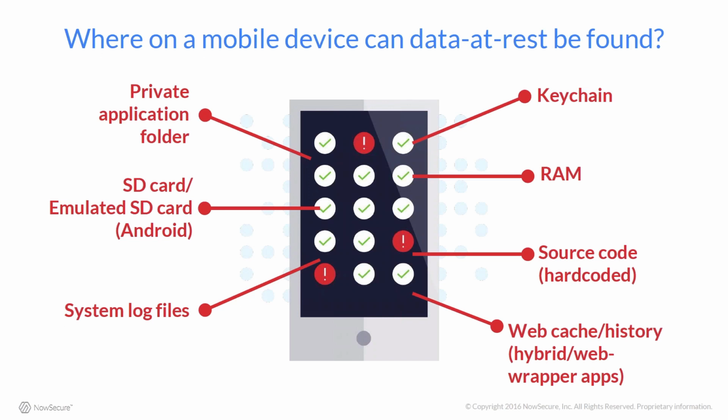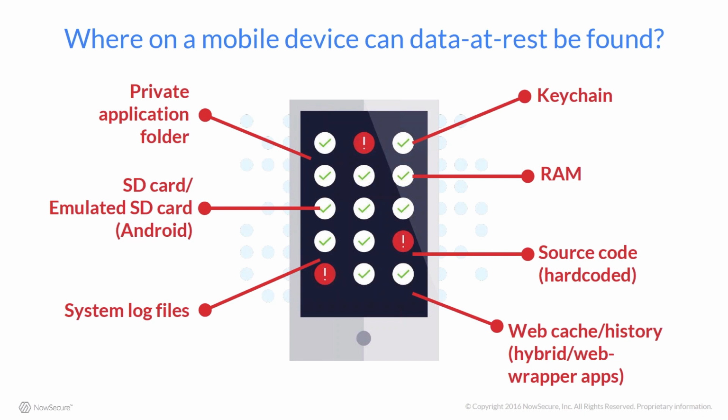So starting on the left and going down, the obvious one is the private application folder. This is the folder that gets created every time you install an app and use it on a mobile device. And this is true for iOS and Android. Each app has its own private app folder where data is stored in files here. Next is SD card. So on Android, there's either the external removable SD card or emulated SD card, but this is another common storage location specific to Android where things can be accessed.